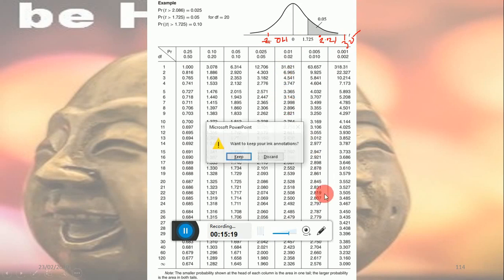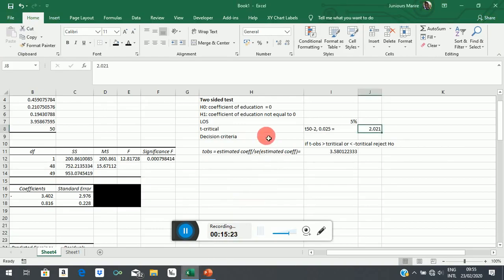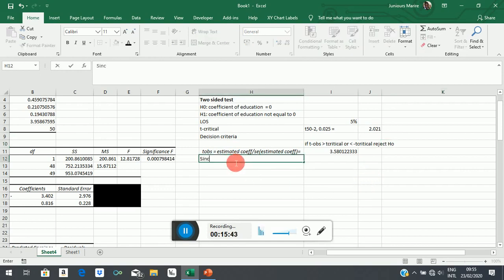Now, because of that, we come to our decision criteria. We said that if our observed T, which is this one, is bigger than the critical T, which is that one, we must reject H naught. Okay, so what is our decision? Since T obs is greater than T critical, reject H naught and conclude that education does have an influence on earnings at the 5% level of significance.